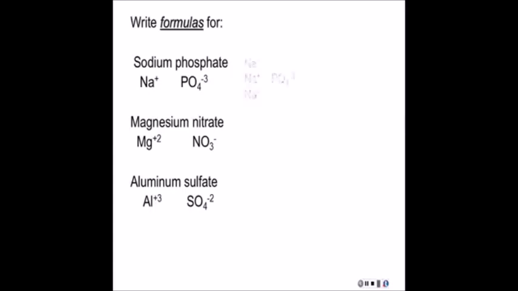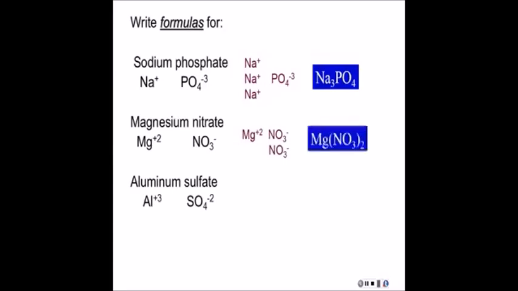Okay, here are the answers. Sodium phosphate would need 3 sodiums and 1 phosphate, formula, Na3PO4. Magnesium nitrate is going to need 1 magnesium and 2 nitrates, Mg(NO3)2. So you notice that we needed parentheses around the nitrate because we have 2 of them, but there's no parentheses around the phosphate because there's only 1 of them being used.